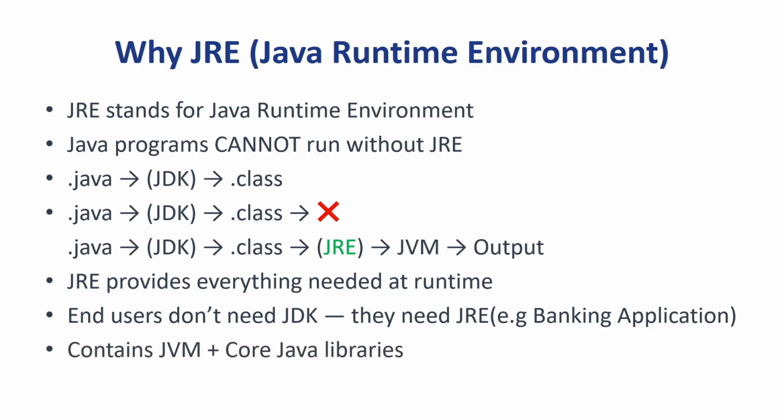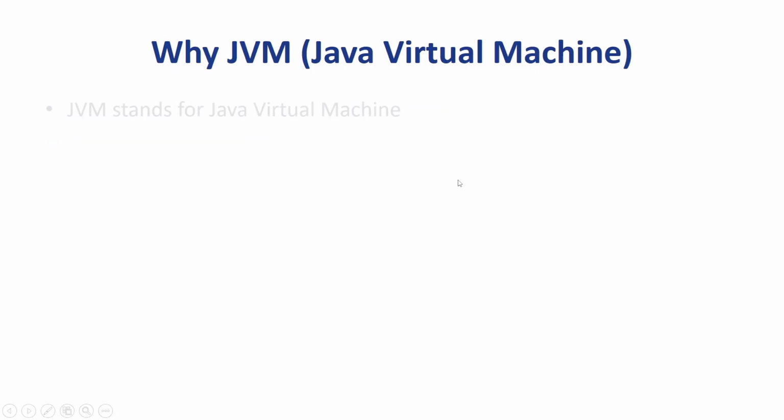So next, it contains JVM plus core libraries. JVM means it is responsible for executing the bytecode line by line, and core libraries means it provides ready-made features like file handling, collections, networking, date and time, and many more. So now let's see what is JVM.